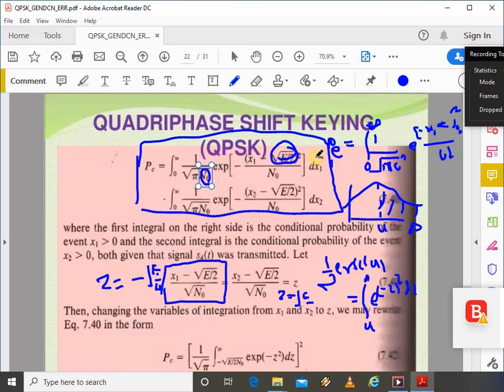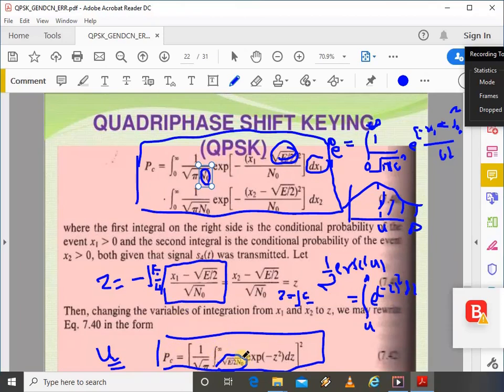So if you substitute the value of dx1 equal to square root of N naught into dz, and dx2 equal to square root of N naught into dz, and by substituting for this particular term x1 minus square root of E by 2 divided by square root of N naught as z, you will get the new modified equation of probability of correct reception. This is in a standard form, where this lower limit represents u.